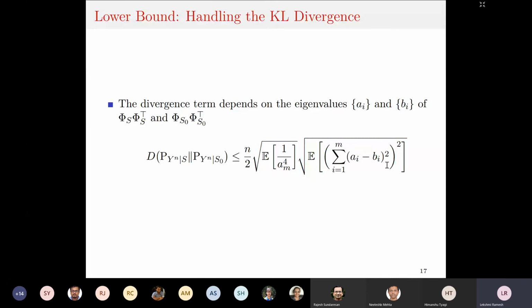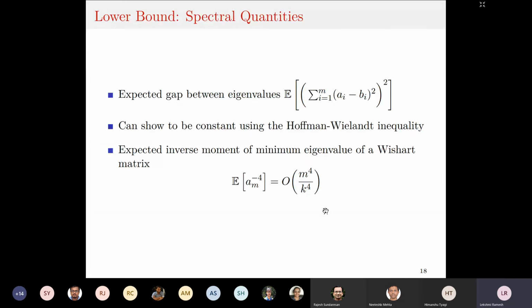And as you can see, there is a gap type of quantity that appears and a negative moment type quantity that appears. And both these can be bounded. This gap can be shown to be constant, and the moment quantity can be shown to scale like m over k to the fourth. And both these combined actually give the k square over m square type scaling.